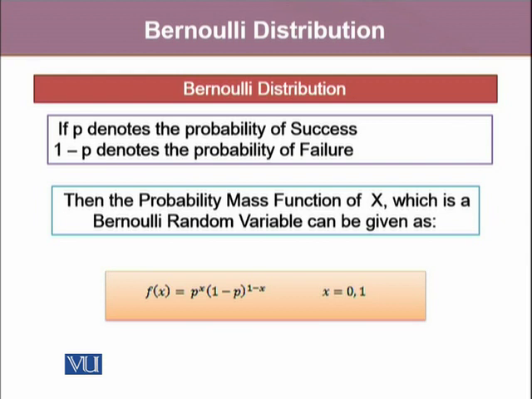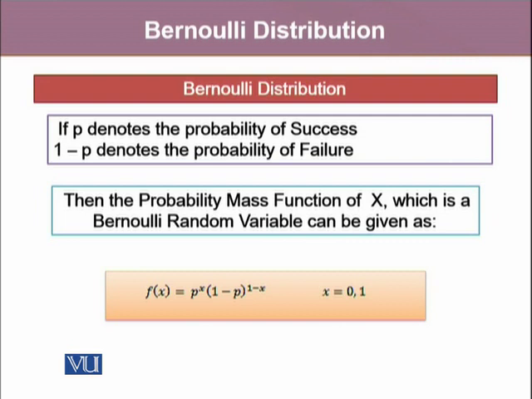Then the probability mass function of X, which follows a Bernoulli probability distribution, can be written as P to the power X times 1 minus P to the power 1 minus X, where P to the power X will talk about the probability of success to the power the number of times the success occurs. Here X could possibly take 0 and 1. X will take a value 0 when there is no success, and it will take a value 1 when there is one success.